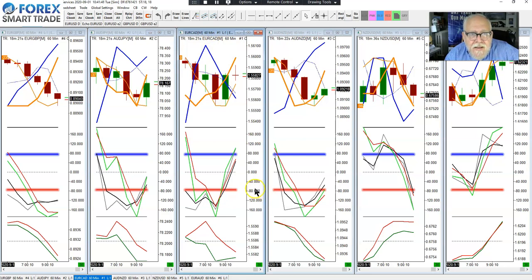Euro Canadian. We're past the halfway point. We're in the middle of the channel and past the halfway point, so I'm going to pass.